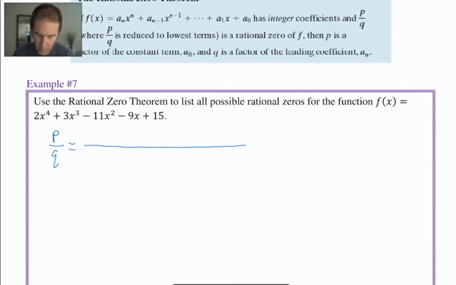We need all the possible factors of the constant value. 15 is divisible by 1 and 3 and 5 and 15. And all the factors of the leading coefficient q. 2 is divisible by 1 and divisible by 2. So we're going to use this list in order to make a list of rational numbers. So I'm going to take each of the p values and divide them by each of the q values. So we have 1 over 1 and 1 over 2.